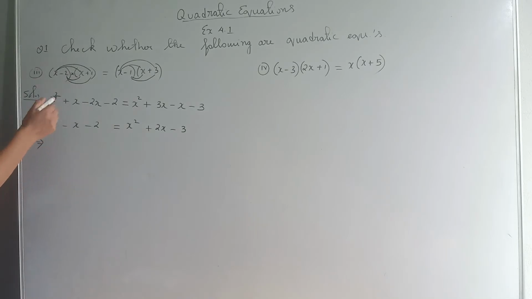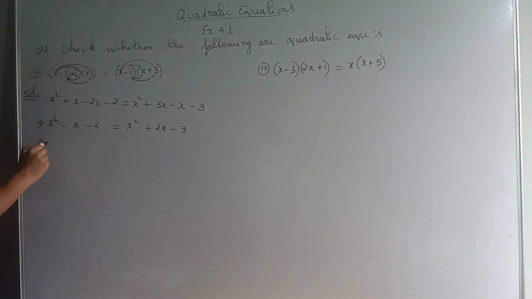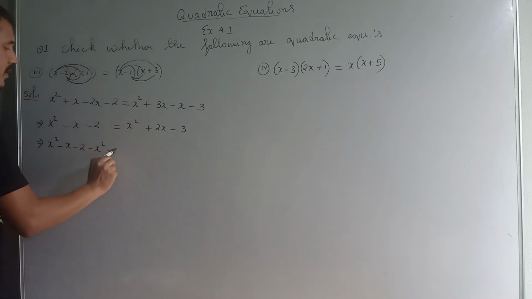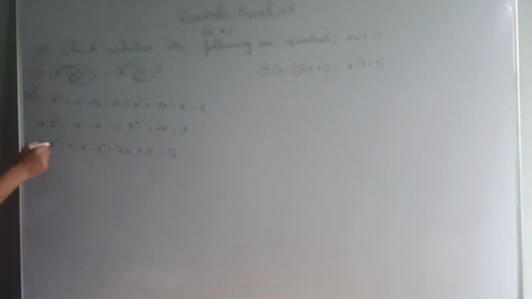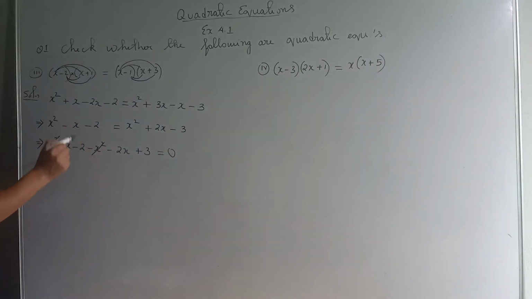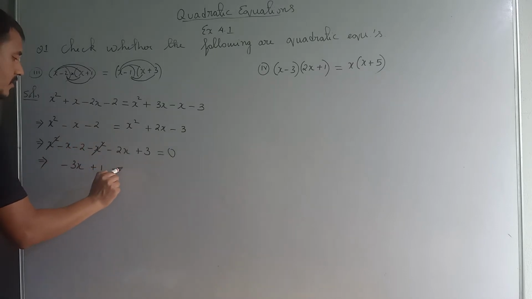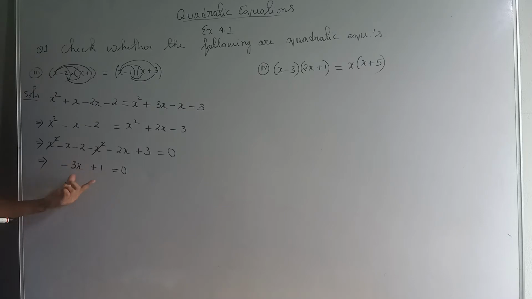Let us transpose the terms on the right side to left side. Then we have x squared minus x minus 2. X squared gets transposed as minus x squared, plus 2x is minus 2x, minus 3 is plus 3 equal to 0. X squared and minus x squared cancel out. So we have minus 2x minus x is minus 3x. And then we have 3 minus 2 is 1 equal to 0. Now this is the final form of this equation.